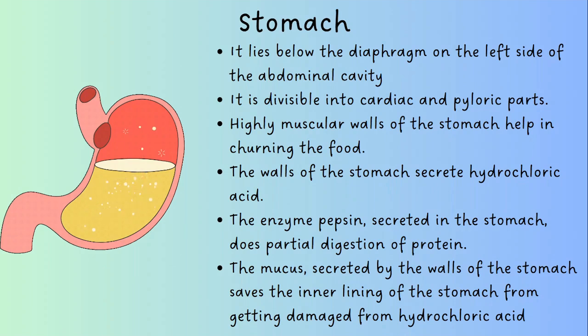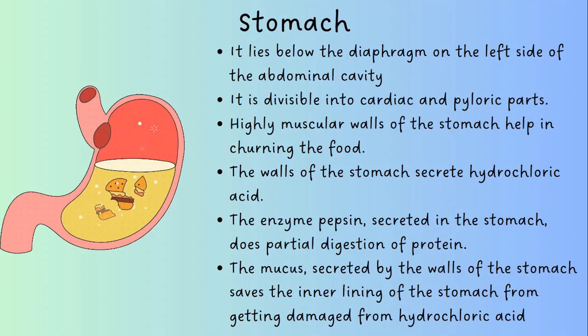The stomach lies below the diaphragm on the left side of the abdominal cavity. It is a bag-like, J-shaped organ. It is divisible into cardiac and pyloric parts, and the walls of the stomach are highly muscular, and this muscularity helps in churning the food.